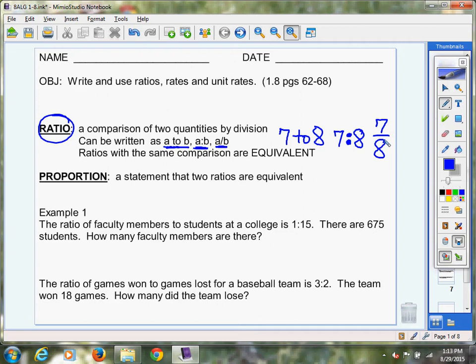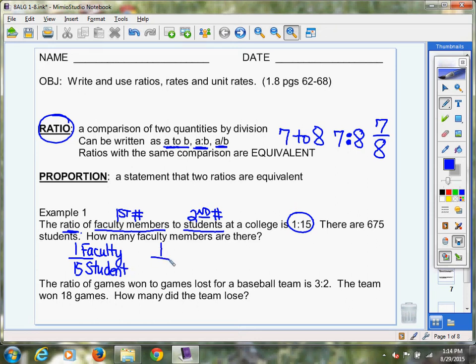It says the ratio of faculty members to students at a college is 1 to 15. There are 675 students. How many faculty members are there? So this very first sentence gives you ratio information, and they're comparing faculty members to students. So the first number is going to be your faculty members, and your second number is going to be your student number. So here's the ratio we're investigating, 1 to 15. 1 is your faculty, and 15 is your student. I would actually encourage you to get it out of the colon way and do more of the fraction, so we can create a proportion and solve for this information.